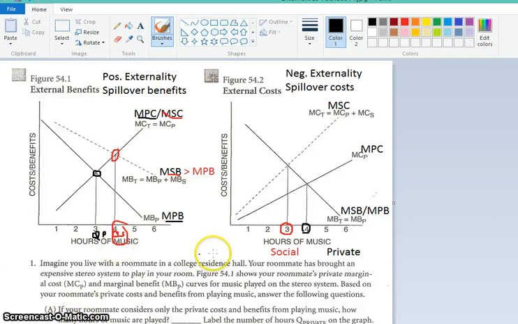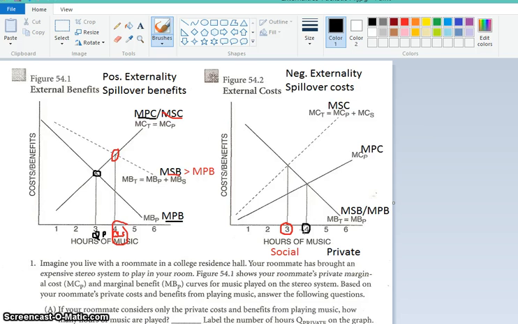Okay, so I set up both graphs here with the red quantity being the social, when you think about all the benefits and all the costs associated with the production of this music, and the black is your private level of output, when you only consider the individual benefits and costs. So D says, when your roommate does not consider your external benefits in absence of external costs.